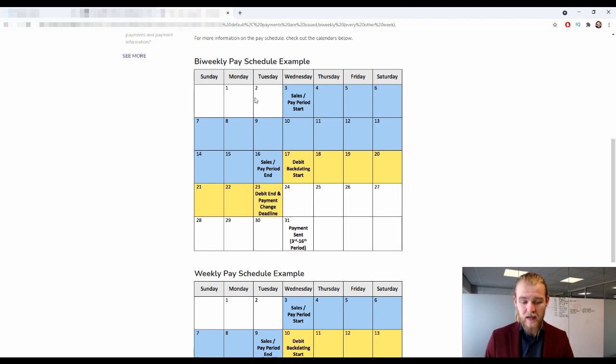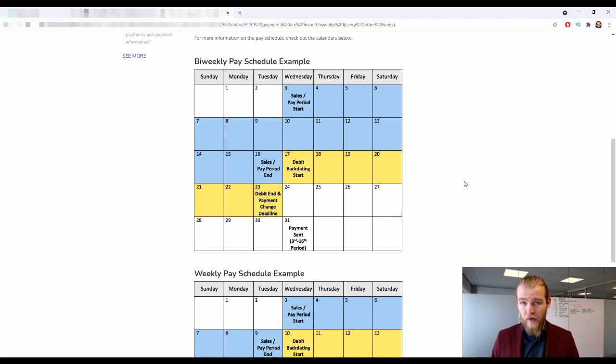When we take a look at the bi-weekly pay schedule example, right here we start on Wednesday the 3rd, and since it's 2 weeks, that sales period will end on Tuesday the 16th, and then there's a 2-week wait for our money because we receive it on the 31st.